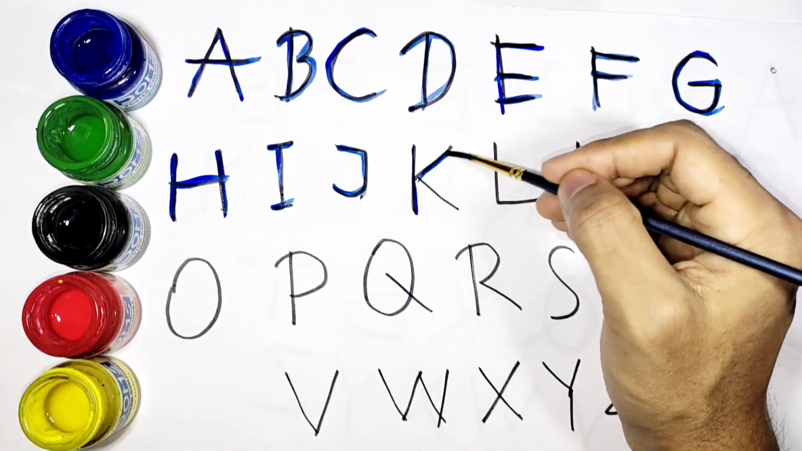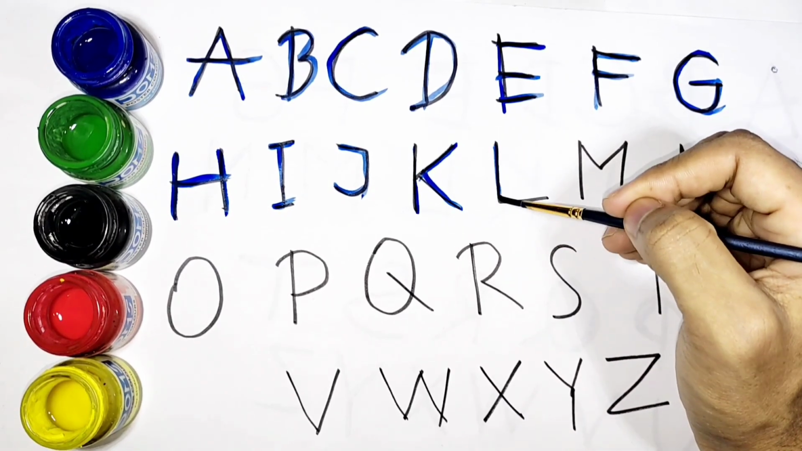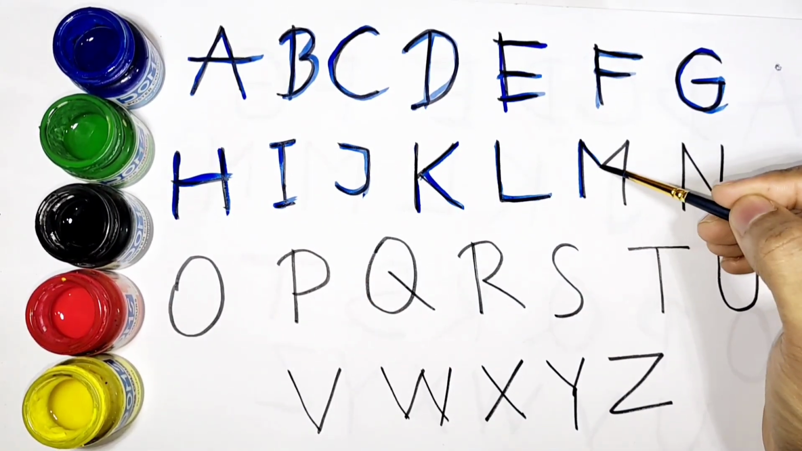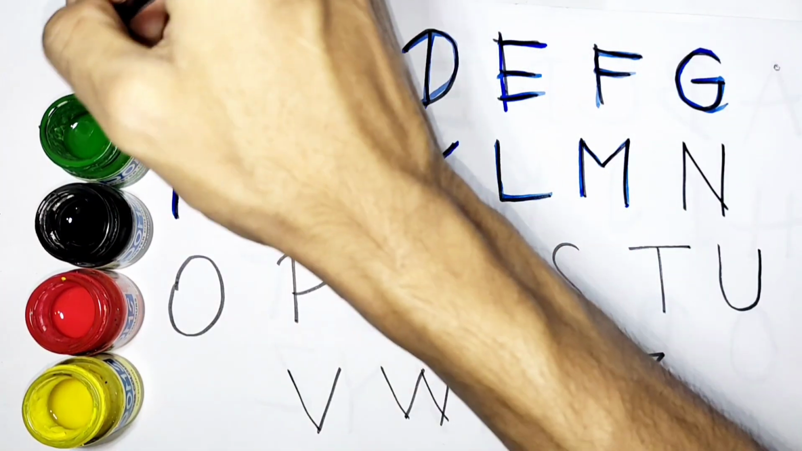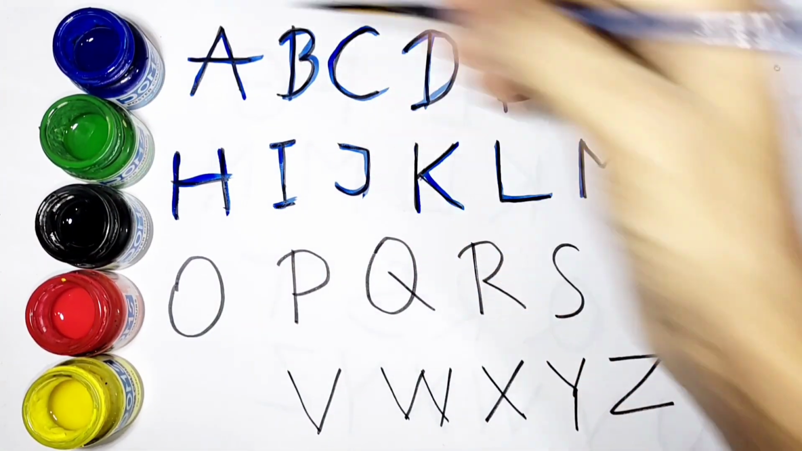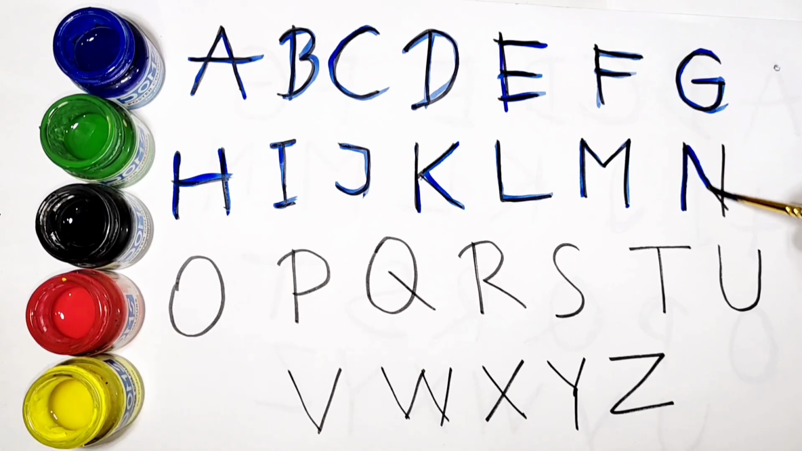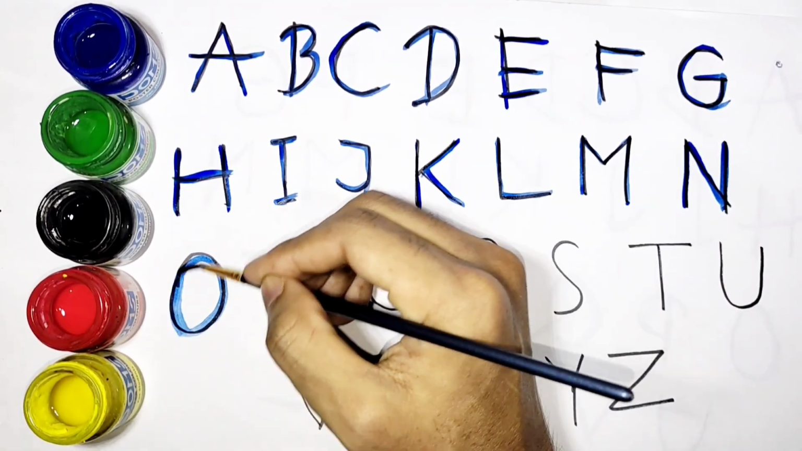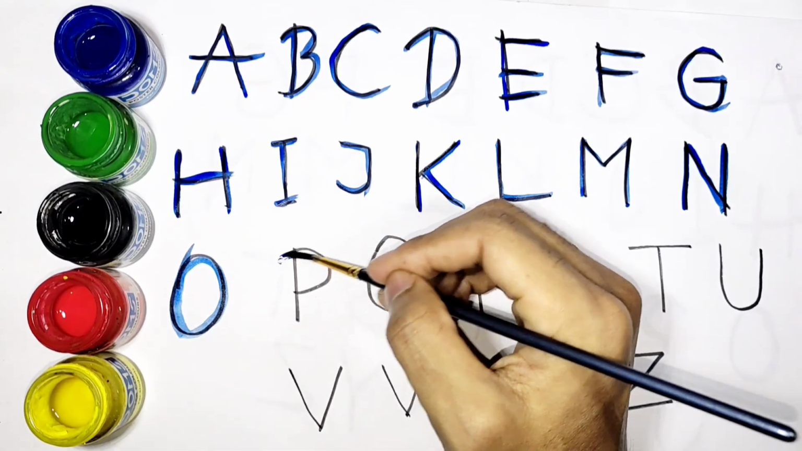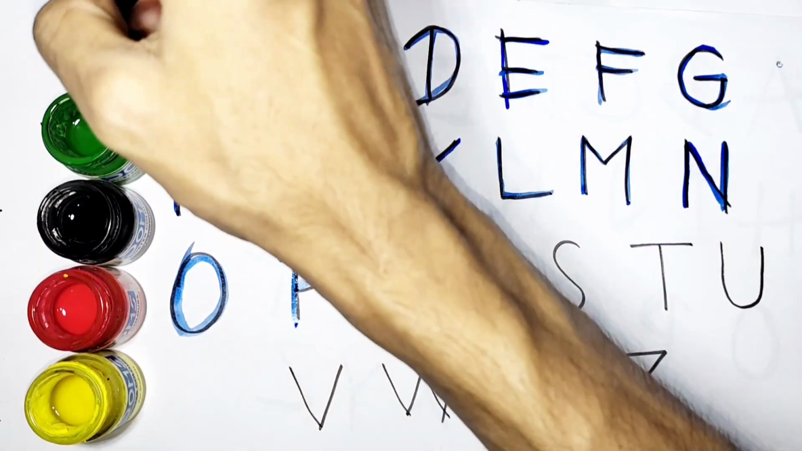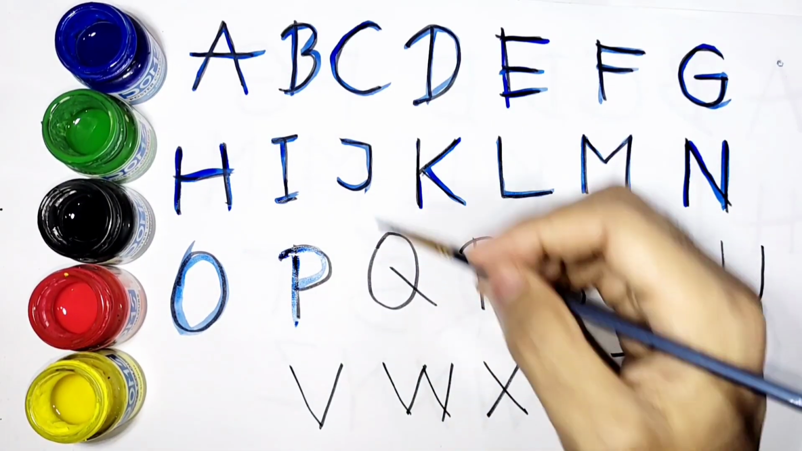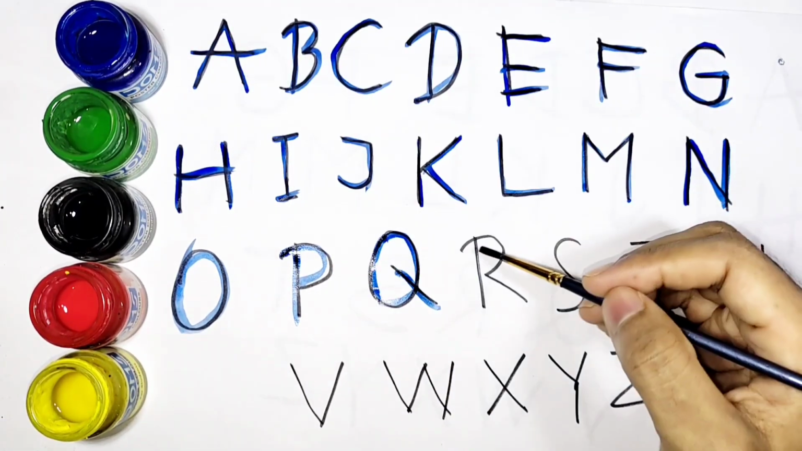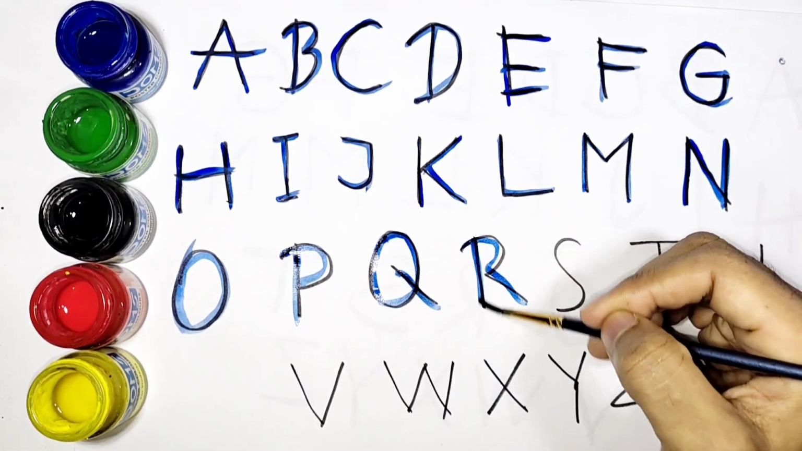The next one is K. And the next one is L. L for lion, L for lemon. M for moon, M for mango. The next one is N for nose, N for nest. O for octopus. And the next one is P. P for penguin. Kids, the next one is Q. Q for queen. And the next one is R. R for rose, R for rice.